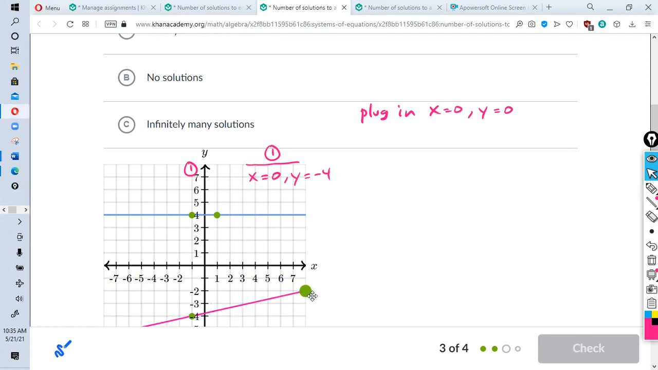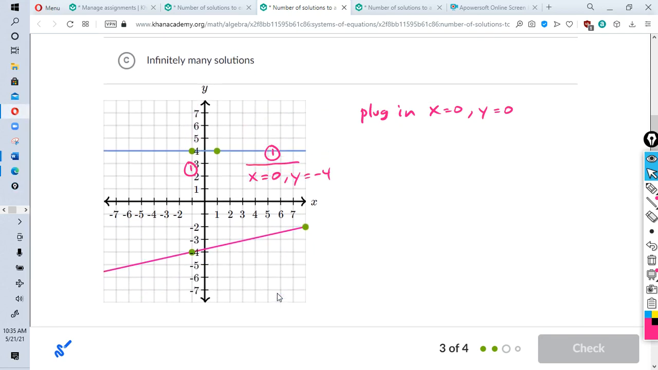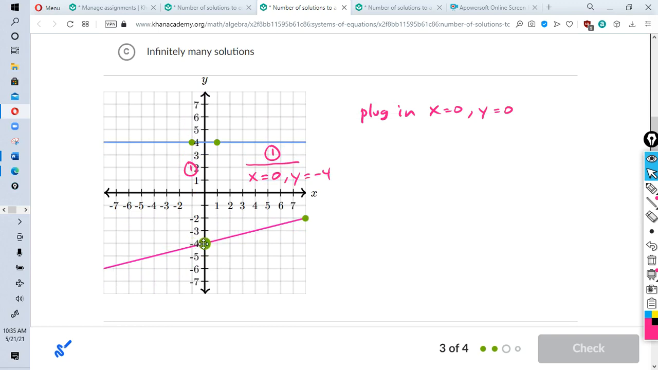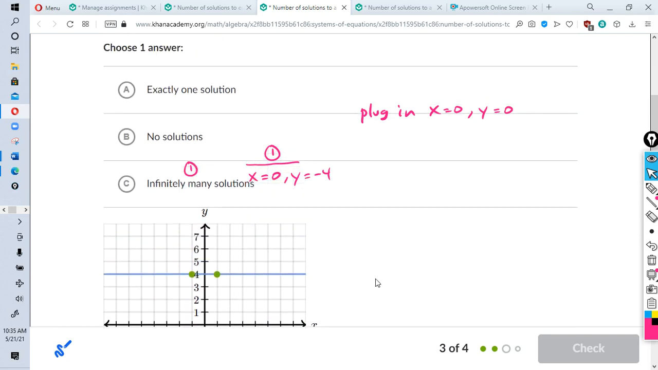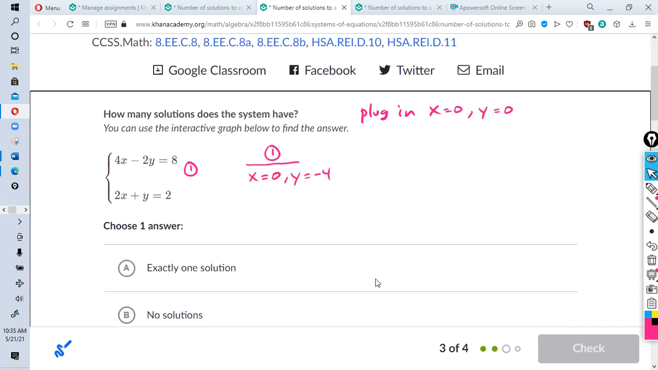If you go down here, x equals 0 is your y-axis, and y equals negative 4. On the bottom one, go to y equals negative 4 at x equals 0. Okay, and you have to do the other point as well.